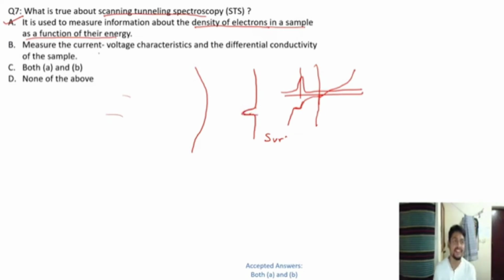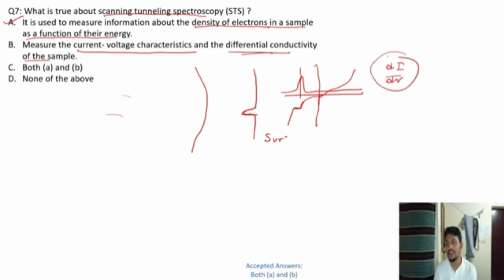That is true. Measure the current-voltage characteristics and the differential conductivity of the sample. Yes, this dI/dV is nothing but the differential conductivity. So this is also true. So that means both A and B. And there is no question of this, this is totally wrong. So this is going to be the answer, both A and B, right? I think there is no problem.